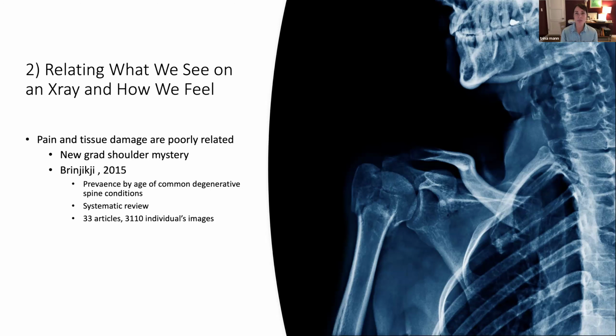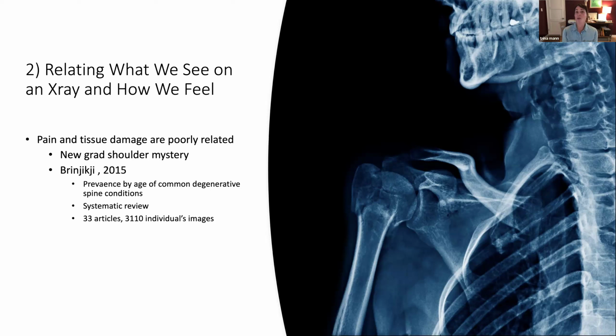And this is really important when we start to consider that actually what we see on an image, either an MRI, an X-ray, a CAT scan, isn't necessarily highly correlated with pain. So tissue damage and pain aren't necessarily happening at the same time.